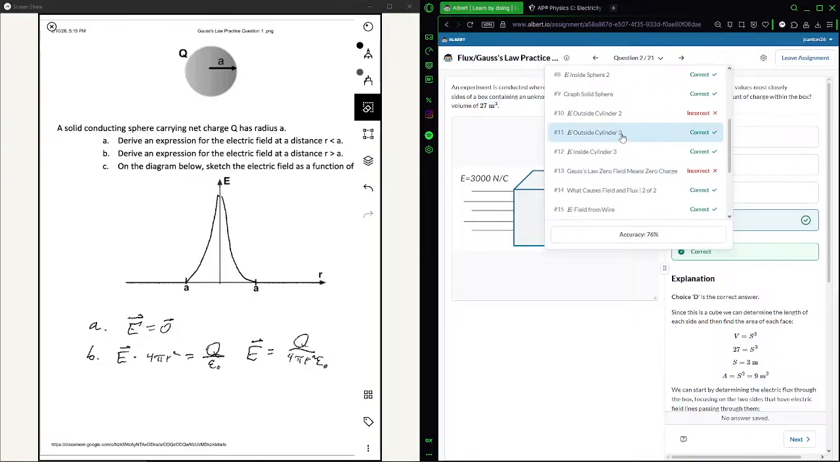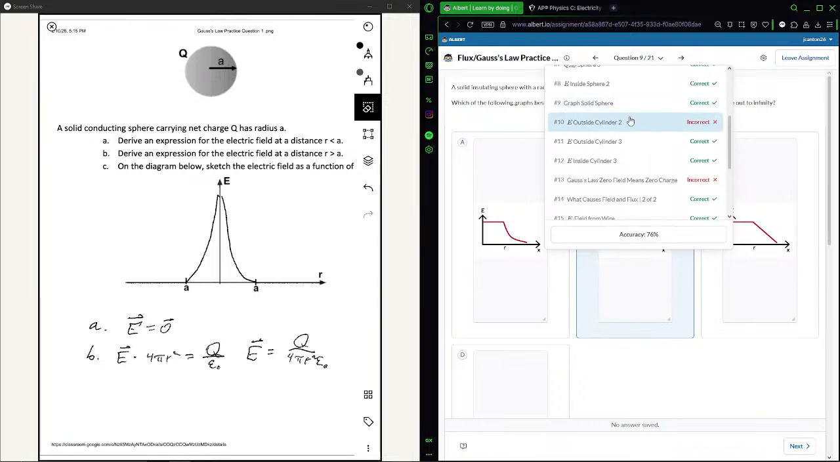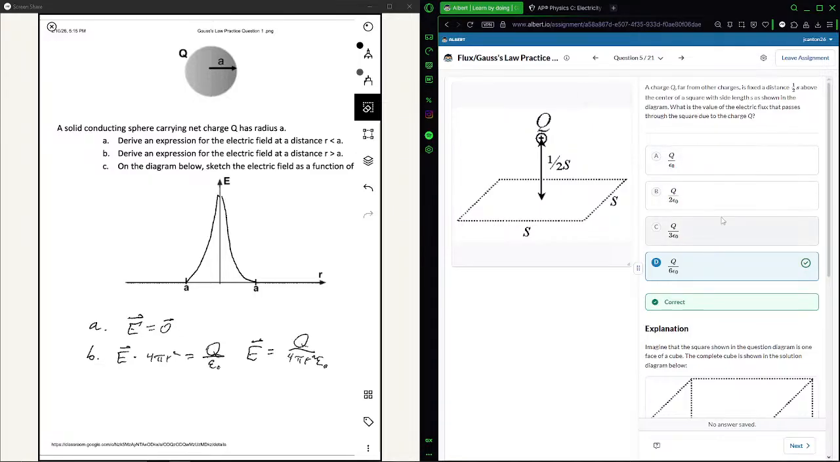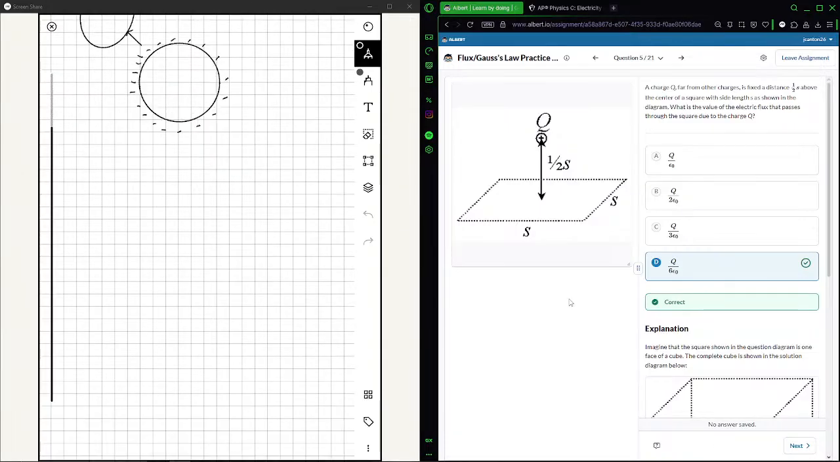Is this the correct one to practice? Yeah, probably. Yeah, this one. So let's see if I can do it correctly. Okay, a charge, it's fixed. What is the value of the electric flux that passes through the square? Okay, so we're going to make a Gaussian cube over the surface.